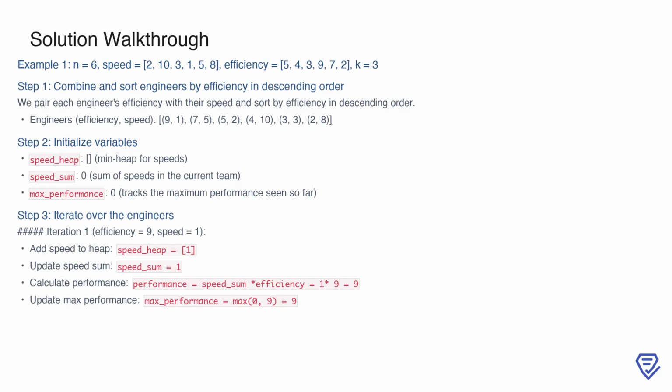In the first iteration, we consider the engineer with efficiency 9 and speed 1. We add their speed to the heap, update the total speed sum, and calculate the performance as the product of this speed sum and the current efficiency. Since this is our first calculation, it becomes our maximum performance so far, which is 9.